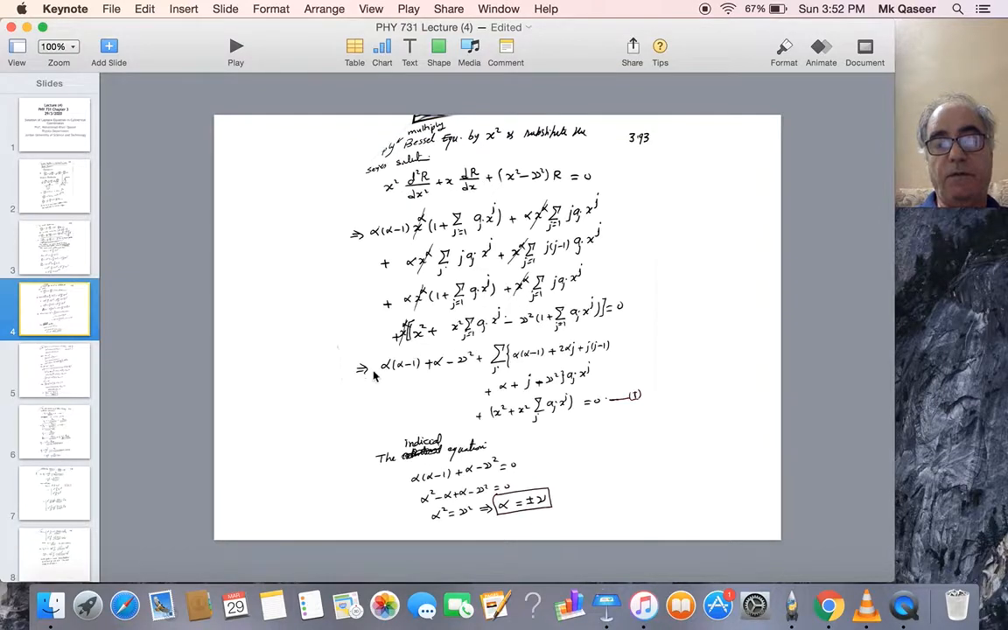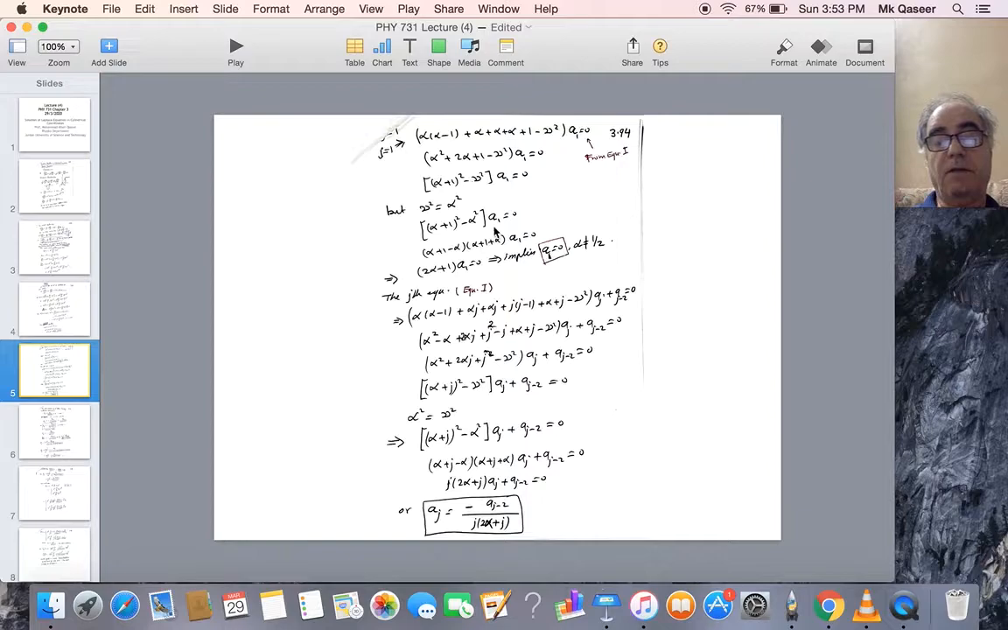Now for the first term, j equals 0, we call it the indicial equation, which has the solution alpha equal plus or minus nu, or alpha squared equal nu squared. Then we move to j equal 1. We get a second expression in terms of a1. When we simplify, we get this expression. But if alpha is not equal to minus half, we get a1 equal 0.